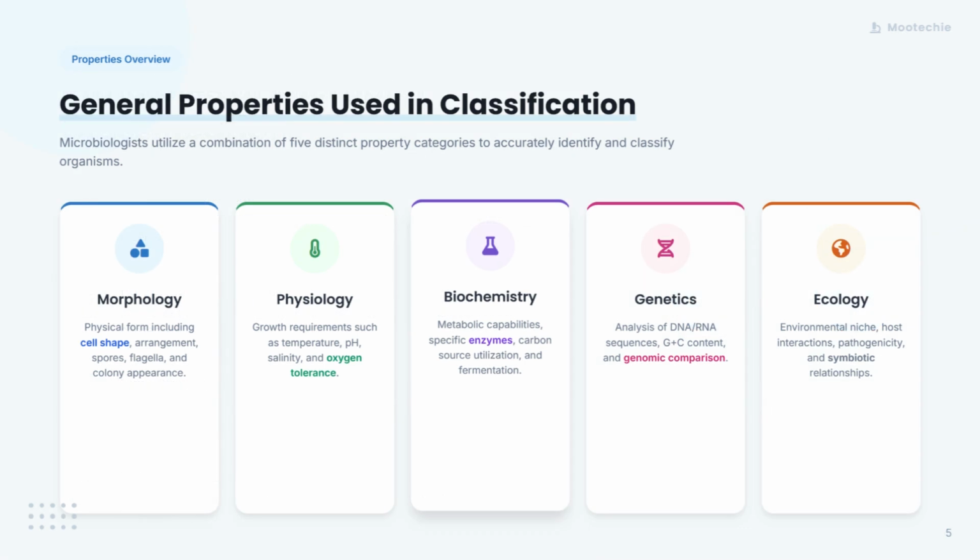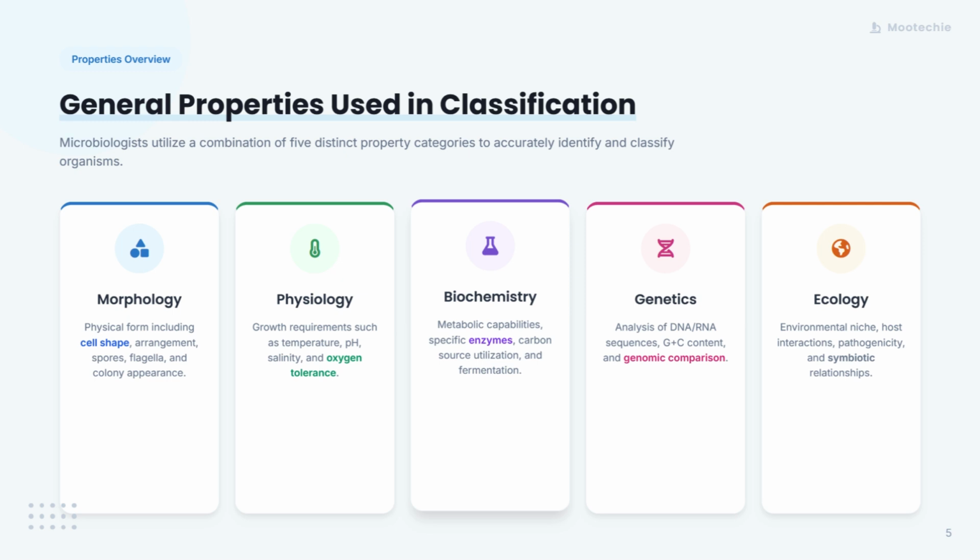General properties used in classification. Microbiologists utilize a combination of 5 distinct property categories to accurately identify and classify an organism. These categories give us different lenses through which to examine and understand a microorganism. Morphology. Physical form, including cell shape, arrangements, spores, flagella, and colony appearance. This is often the first clue, like recognizing a friend by their height, hairstyle, or the way they walk.